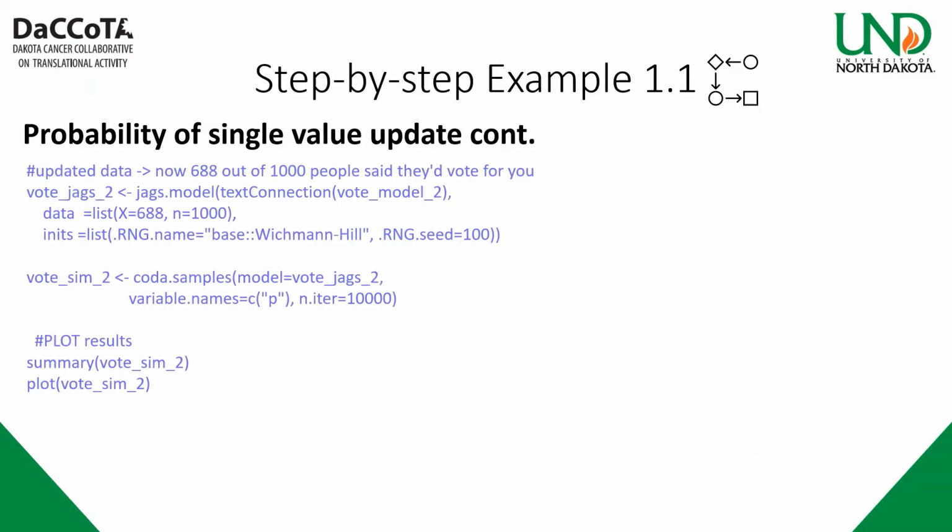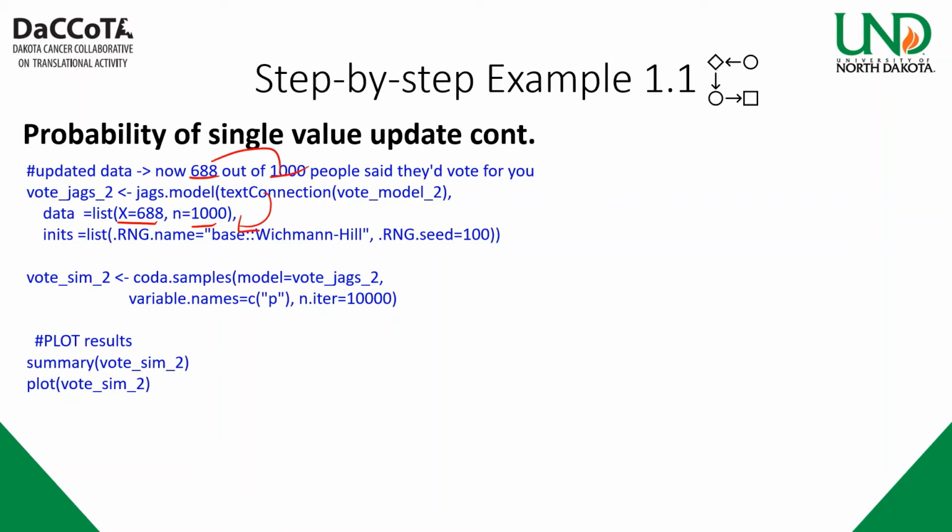And then with that, we'll have some updated data. We took a larger poll and found that 688 of 1,000 voted for me. So you're going to add that into the data list. You can see here we don't need that n and p because we already defined that earlier, but we do need our x and our n, which come from this poll.